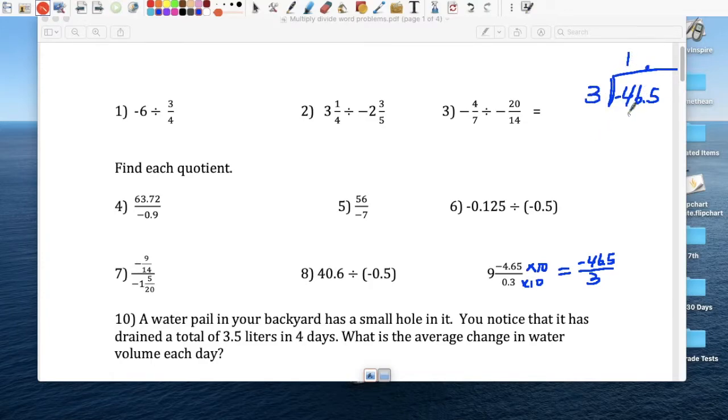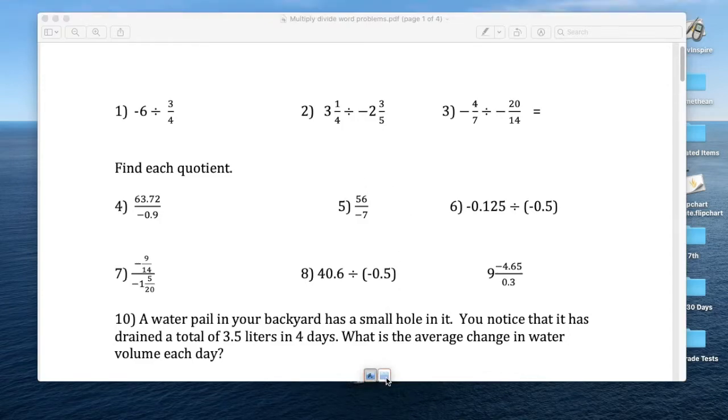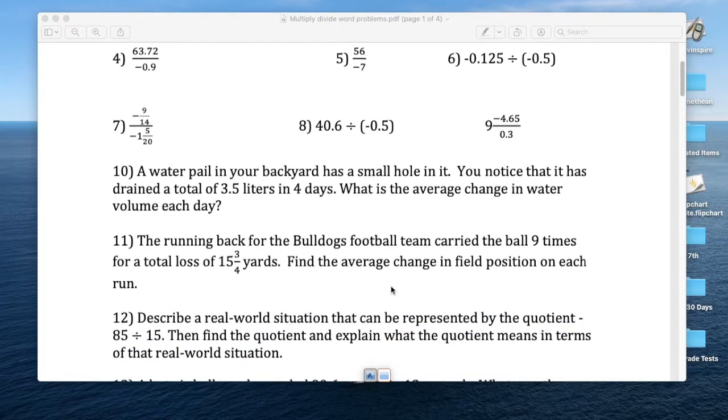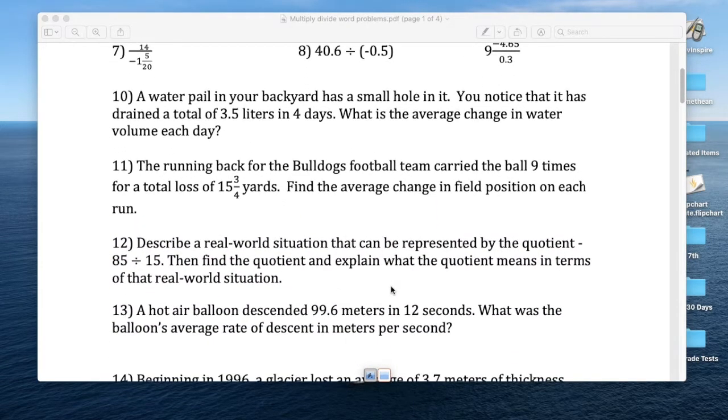3 goes into 4 once. 3 left over. Subtract, bring the 6 down. 3 goes into 16 5 times, which is 15. 1 left over again. Bring the 5 down, and then 3 goes into 15 evenly 5 times. All right, so it's a negative divided by a positive, so my answer is going to be negative. It's 15.5. Okay, so just a lot of refreshing what you learned last year, because all of this should have been just a walk down memory lane.